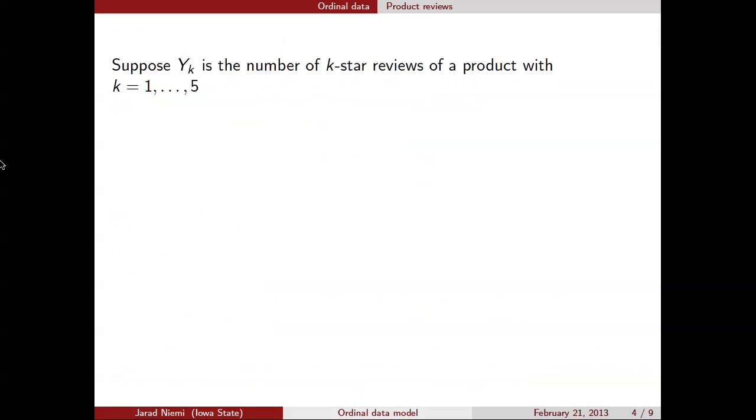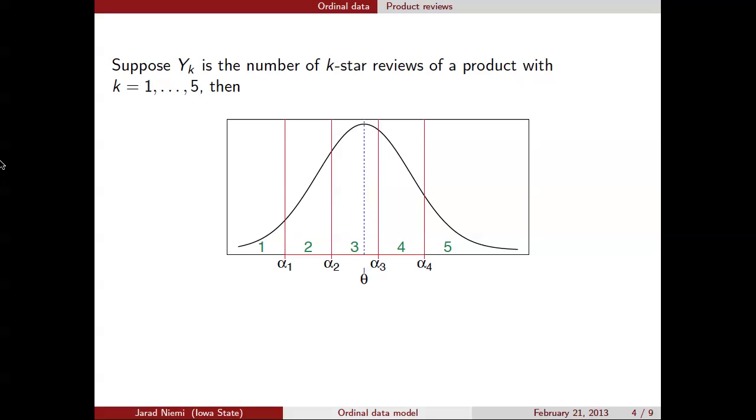All right, so let's look at the picture then. I'm thinking now of the particular example of Amazon ratings where there are 5 different star categories. And here's the picture from this model. We have alpha 0 at negative infinity, alpha 5 at positive infinity, and some other values, alpha 1, 2, 3, and 4.